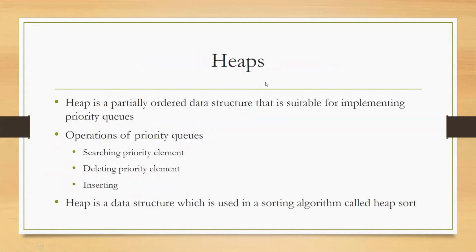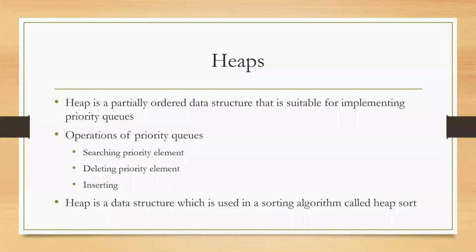Let us go into the actual topic, the heaps. Heap is one special kind of data structure that is used especially for implementing priority queues. So we look at the first definition. Heap is a partially ordered data structure that is suitable for implementing priority queues. So why is it called partially ordered? Partially ordered means not all the elements in the heap will be sorted or in order. Only some elements will be in order, and the rest will not be ordered. Therefore, it is called a partially ordered data structure. And they're used for implementing priority queues.